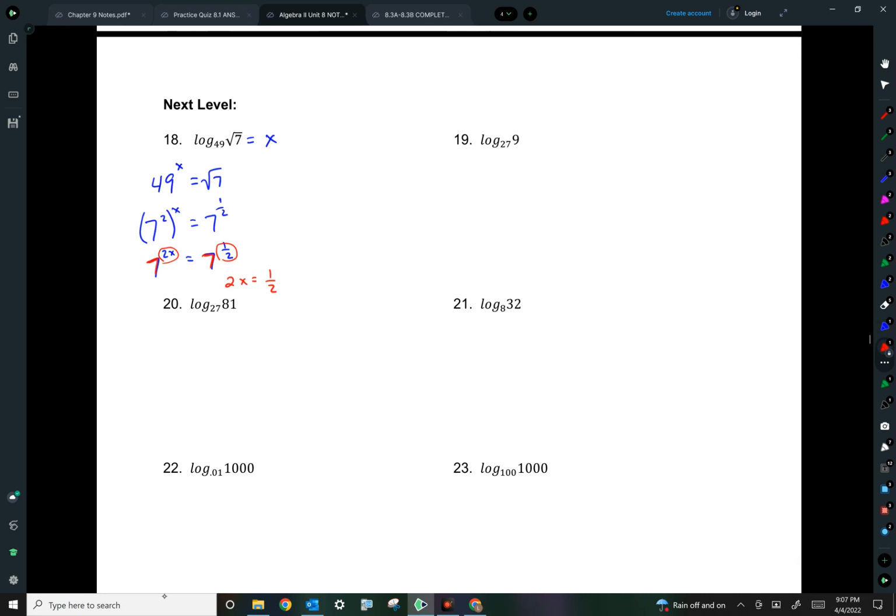Well, if 2x equals 1/2, could you solve for x? Wouldn't you just divide by 2? So you would get 1/4.